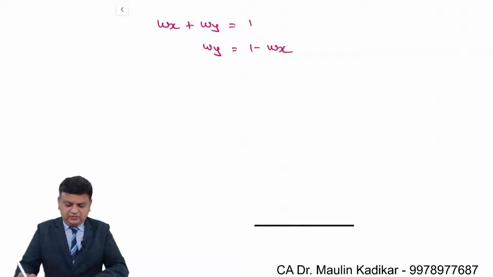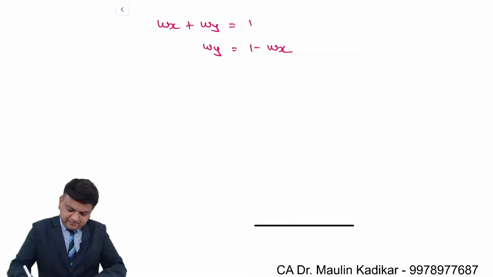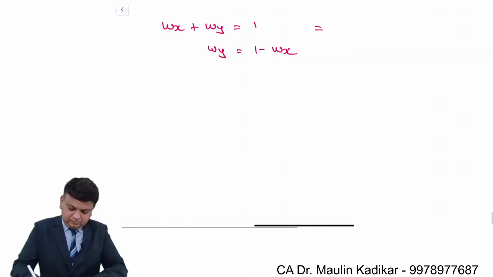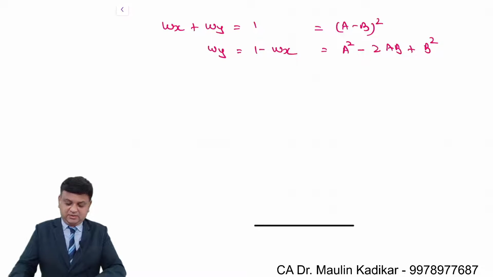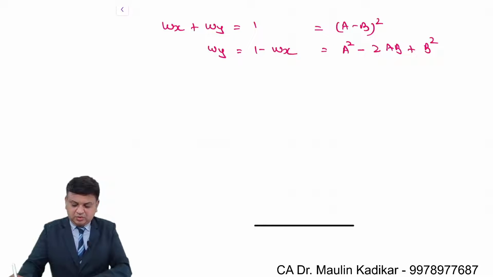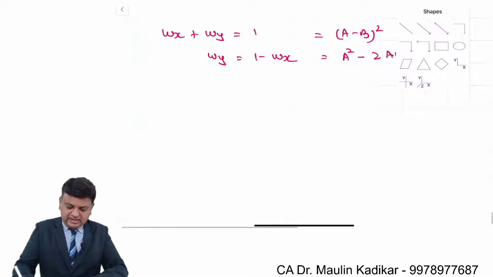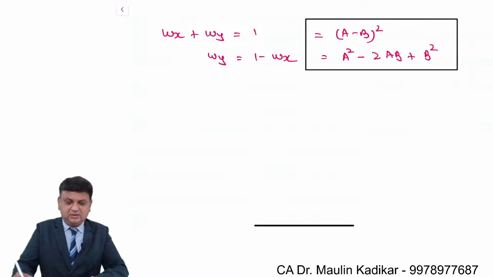Now we know one more formula, something like this, a minus b whole square. Then in that case you can simplify this equation, that is a minus b whole square is equal to a square minus 2ab plus b square. This is what we understand. So this is a small equation that we always use in our working.